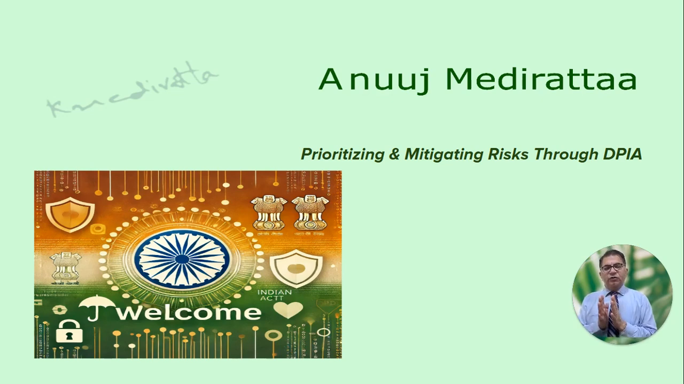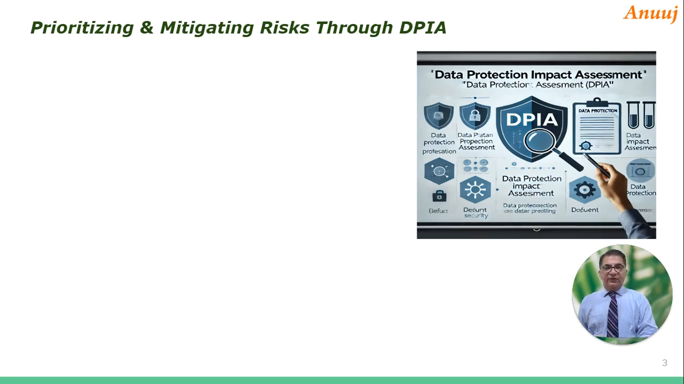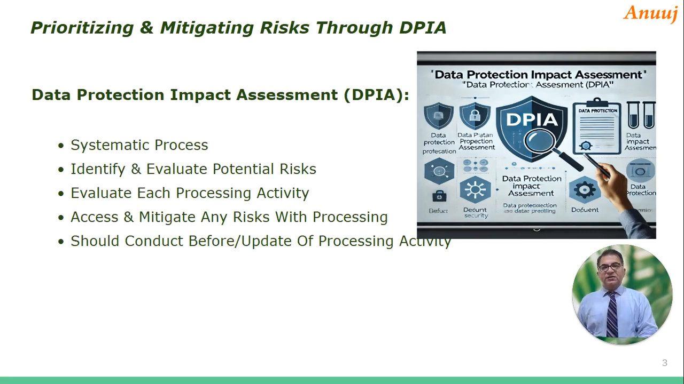And as I mentioned, we are going to talk about prioritizing the risks and mitigating them through the DPIA, the assessment that you do to find out what the risk is in your data processing activities. So what is a DPIA? A systematic approach that you should use to find out if there are any gaps in your data processing activities. When you start a new data processing activity, or when you make a change in a process, you should reassess. The Indian DPIA Act says that if you have been processing personal information before the passing of the act, then you should do a DPIA now.